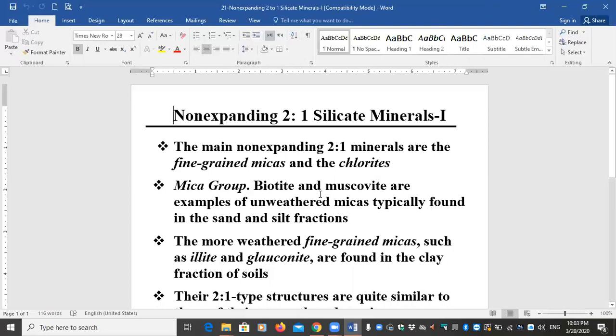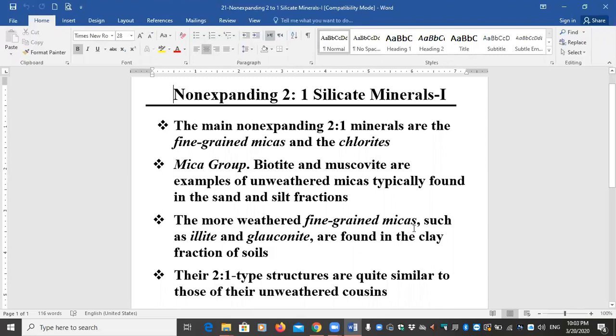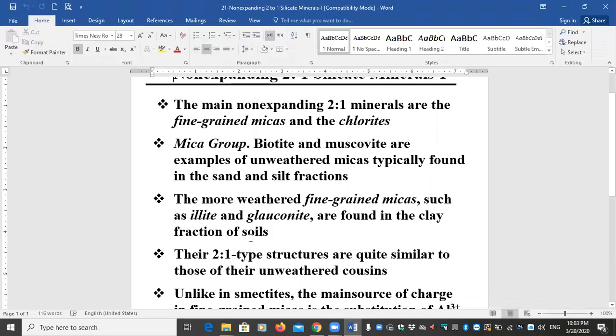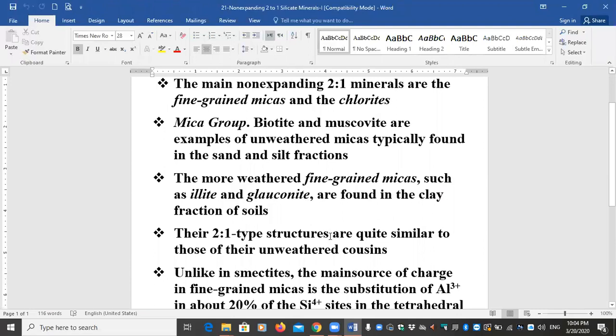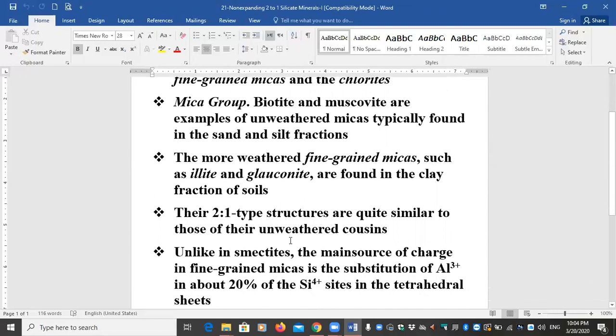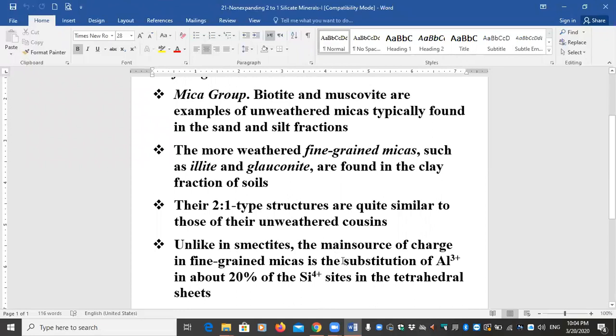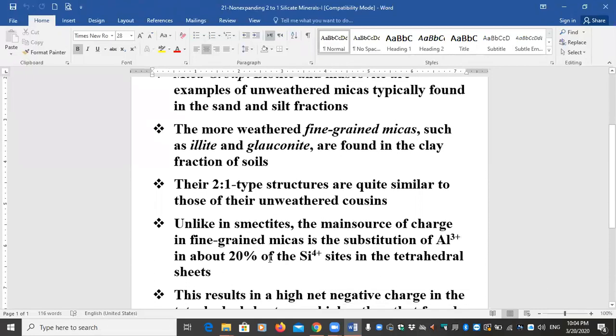They are primary minerals. The more weathered fine-grained micas, such as illite and glauconite, are found in the clay fractions of soil. These are secondary minerals. Their 2 to 1 type structures are quite similar to those of their unweathered cousins, the primary minerals biotite and muscovite. Unlike in smectites, the main source of charge in fine-grained micas is the substitution of aluminum in about 20% of the silicon sites in the tetrahedral sheets.